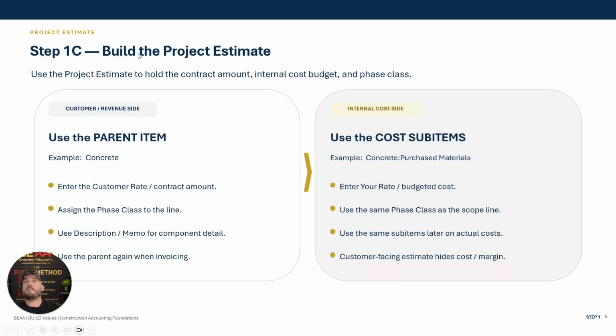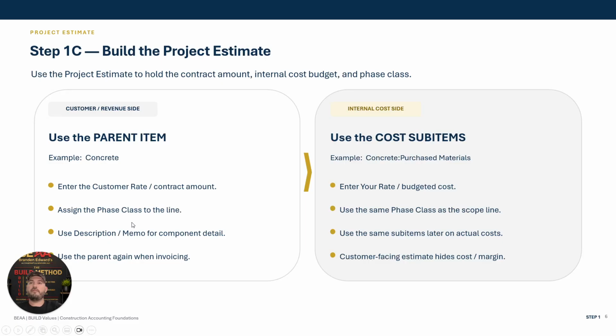So now we're going to build a project estimate. Cool, we kind of already talked about this, so we'll blow through this real quick. We're just going to enter the customer rate and contract amount. We're going to be using the parent account. Remember, very important: we don't want to actually show the customer by sub item level what our construction income and cost is going to be, even though cost is going to be hidden. I like to just show the client the amount based off of the parent item.